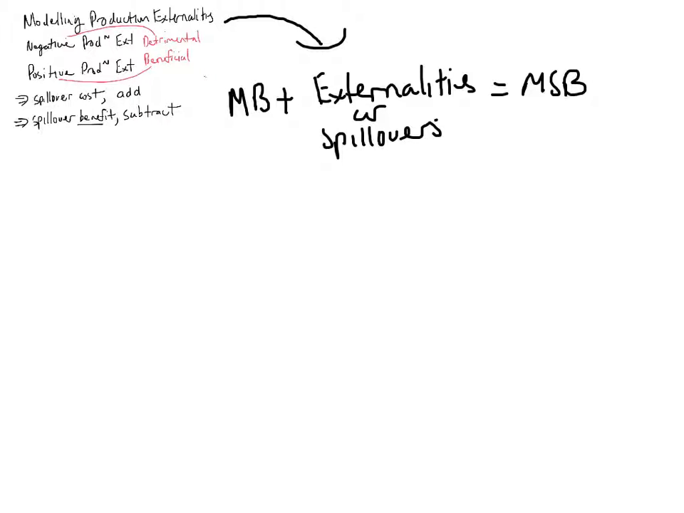Because we're talking about benefits, we're talking about consumption. The simplifying assumption is that there are none of these. That is zero. So what you can see is we now have that the marginal benefit equals the marginal social benefit. And these two equal the demand curve. So in modelling production externalities, we're going to assume that there are no consumption externalities. Right.